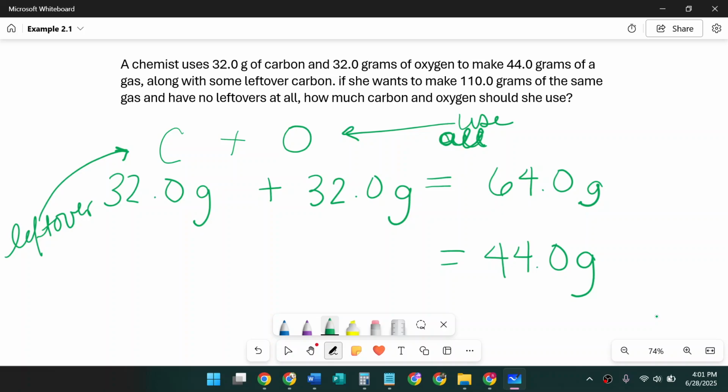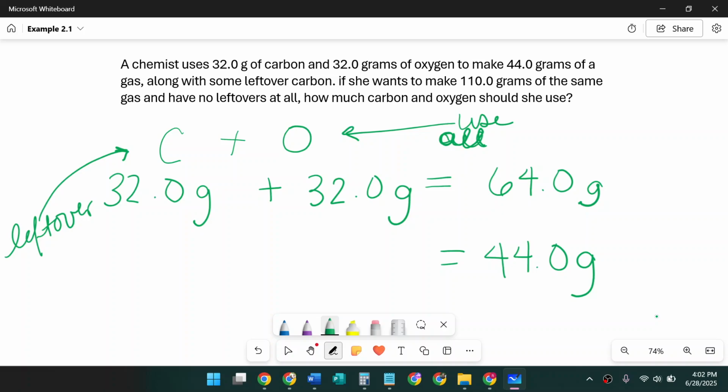Let's finish reading the problem. If she wants to make 110 grams of the same gas and have no leftovers at all, how much carbon and oxygen should she use? Okay, so we're going to pause on even thinking about the second one, the question, what we actually want to solve. We're going to first figure out what we know from the first sentence.